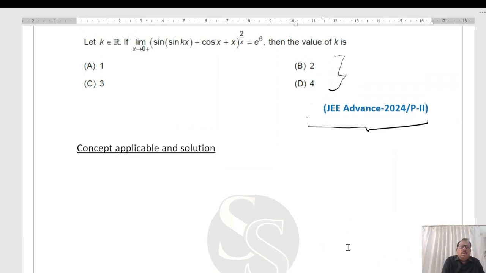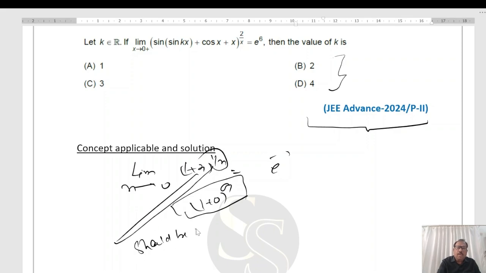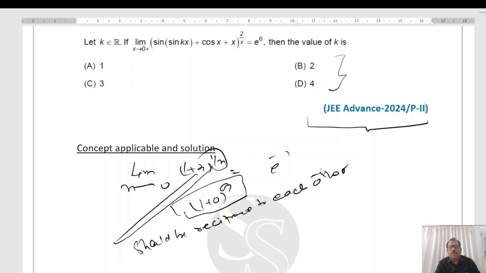You know, limit x tends to 0, (1 plus x) to the power 1 by x. Answer is e. Means if on substituting limit we get 1 plus 0 to the power infinity, answer will be e. In this case, this and this term should be reciprocal to each other. Reciprocal to each other. Then we can find.